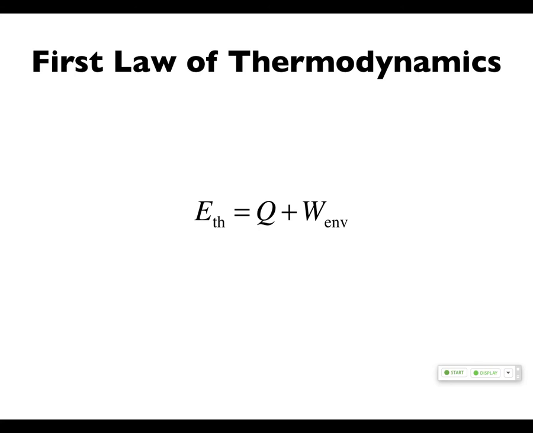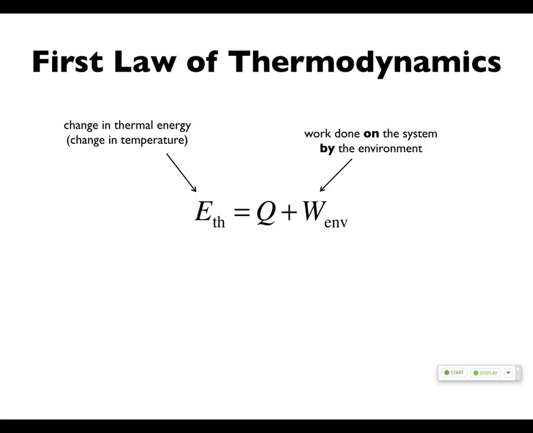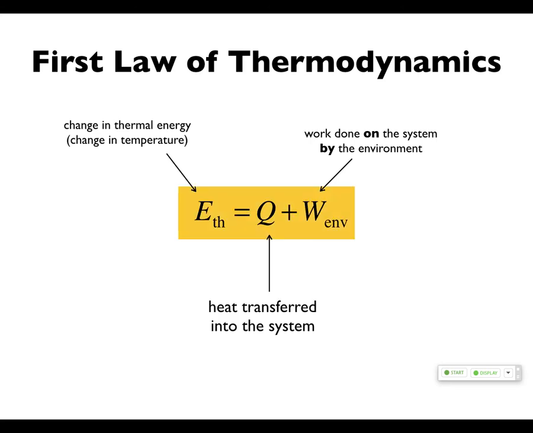Okay? So once we get rid of those things, we call this the first law of thermodynamics. So the first law of thermodynamics is thermal energy is heat plus work. Okay? So work done on the system by the environment, heat transferred into the system, and change in thermal energy. This is the first law of thermodynamics. All right? You guys want to go home? And this is our first law of thermodynamics. Okay? That's the first law. And that's where we left off.